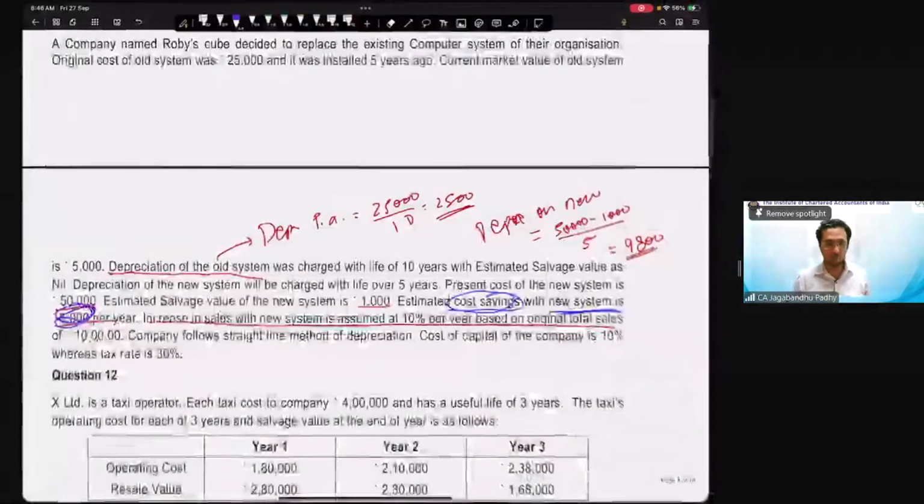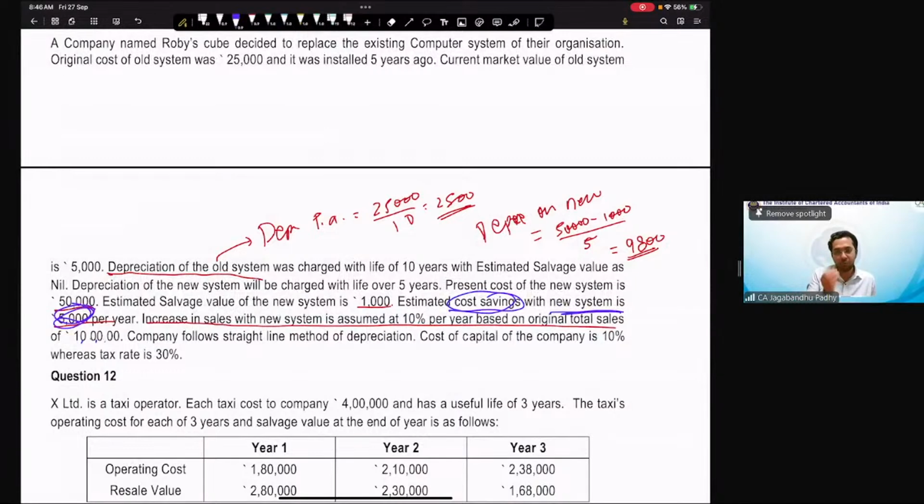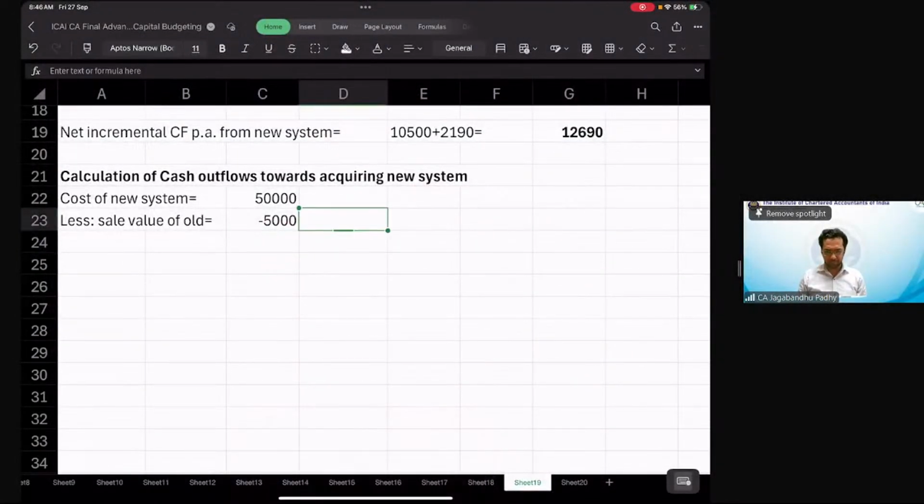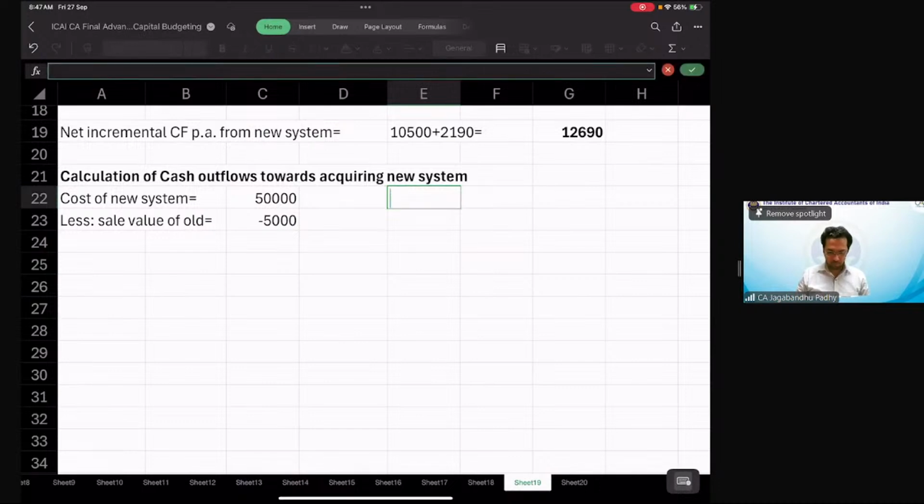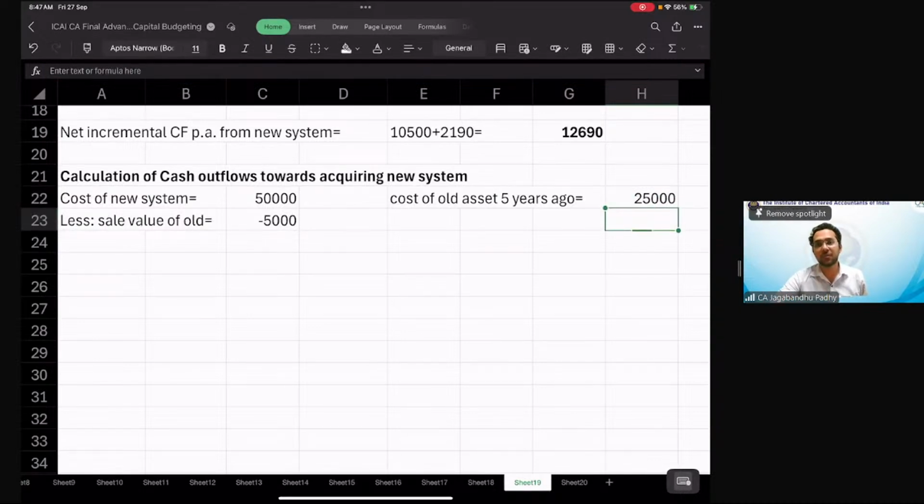I need to know what is the book value of this asset as of now in our books, right? So book value of the asset that we have as of now in our books, and what is the sale value. So on that, tax saving will be there. So we'll say cost of old asset 5 years ago. 5 years ago, we have purchased the old asset for 25,000, right?